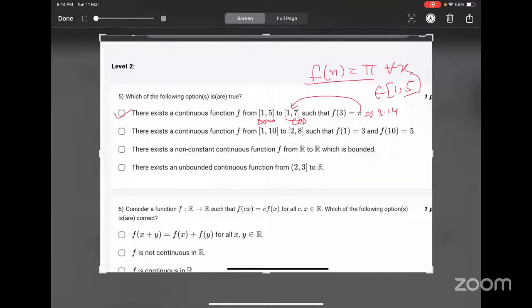Okay, so the domain is from 1 to 10. Is 10 inclusive? Yes, it is the closed interval 1 to 10, right? That means we are including both 1 and 10. If there was an open interval, we would have to exclude them. But because we have the closed interval, we have to include both 1 and 10. So this should work now, ma'am, because the range is 3 and 5, and 3 and 5 are in the interval 2 to 8, no? Yes. So this should also be correct.